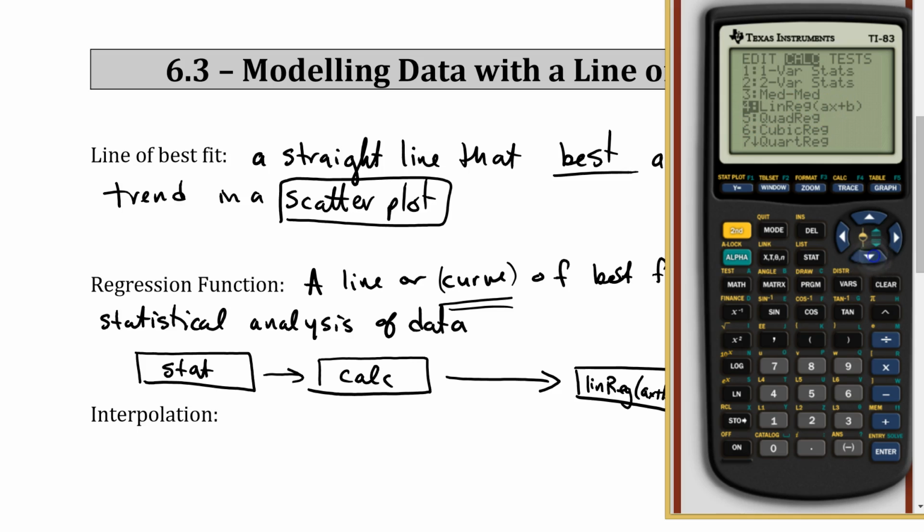Now you're noticing that there are a whole bunch of things. Quadratic regression, so the reg just stands for regression. Quadratic, cubic, quartic, a different form of linear regression. LnReg, that's natural logarithm regression. So all of these we're going to be working with, but today, just to get us practicing how to do regression, we're just going to be dealing with number 4.